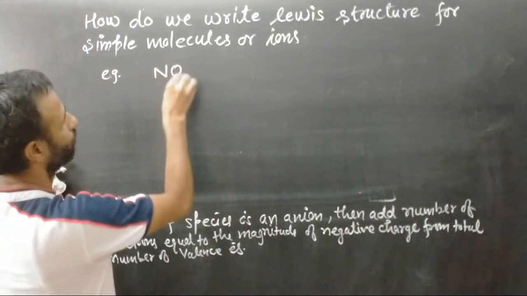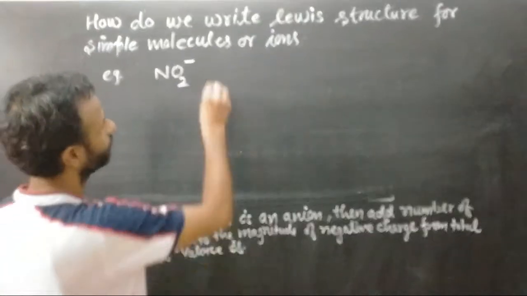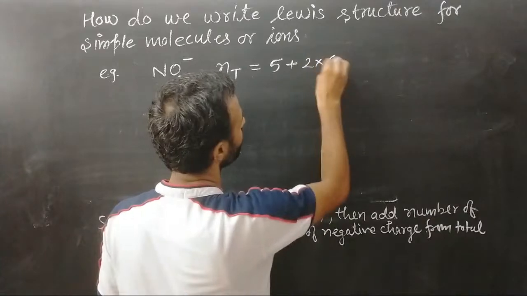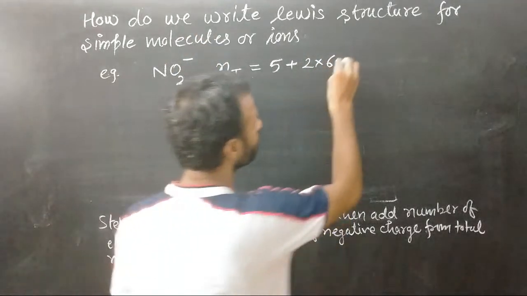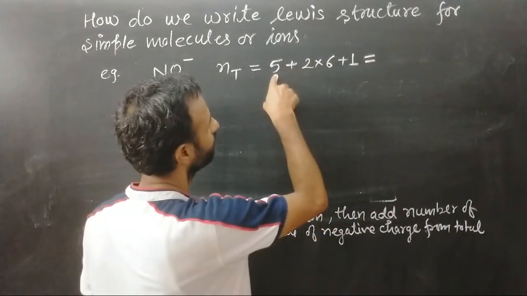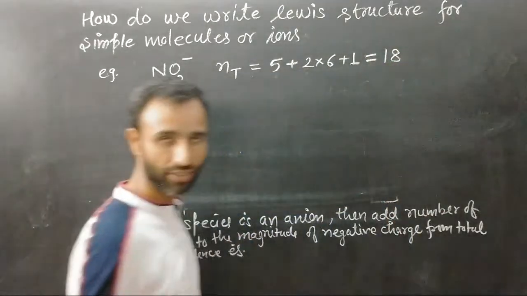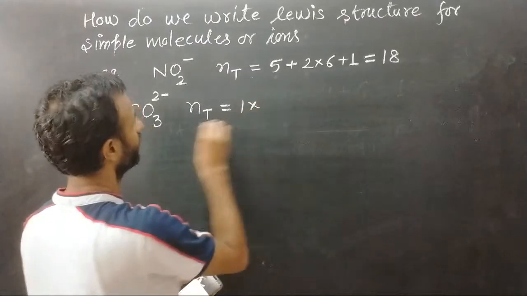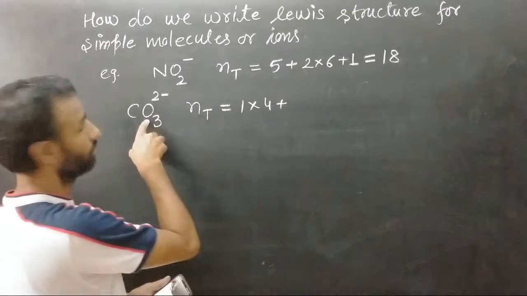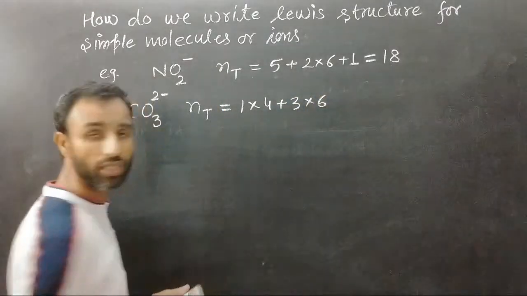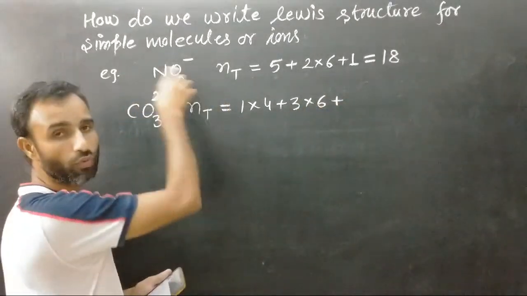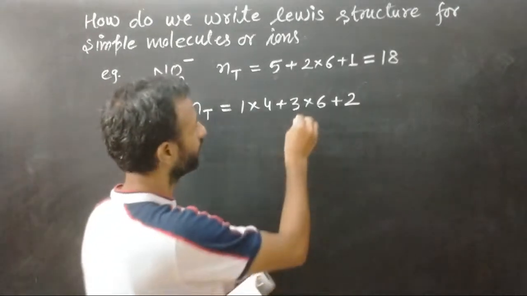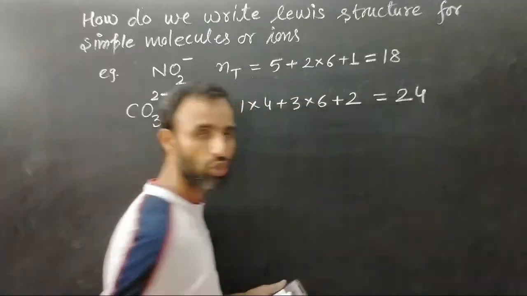So for example, if we have NO2 negative, tell me the total number of valence electrons. Nitrogen has 5 valence electrons. Oxygen has 6 valence electrons. And what is the magnitude of negative charge? 1. So we add 1 to it. So 12. Total 18. Yes, tell me about CO3 2 negative. There is 1 carbon, 4 electrons, 3 oxygens, each oxygen has 6 electrons, and add the magnitude of the negative charge, which is 2. So 18 plus 6, yes, it is 24. Very good.